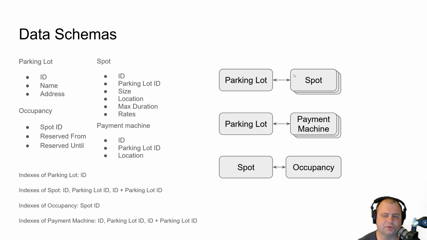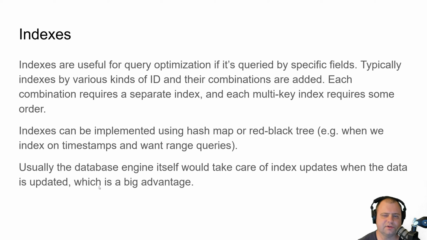Relations: parking lot to spot is one to many, parking lot to payment machine is one to many, and spot to occupancy is one to one. And indexes, we're typically going to just have some IDs and combinations of IDs. For example, for spot, we're going to have ID, parking lot ID, and ID per parking lot ID. All of them require separate indexes. Indexes are useful for query optimization if it's queried by specific fields, like when typically we'll query spots by index. Typically indexes by various kinds of ID and their combinations are added. Each combination requires a separate index, and each multi-key index requires some order.